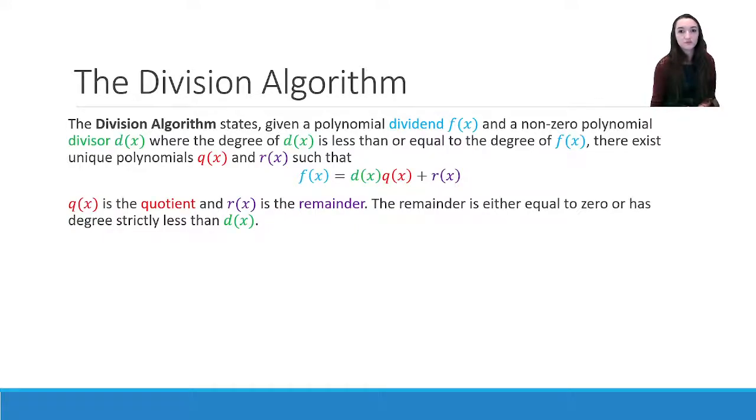The division algorithm states, given a polynomial dividend f of x and a non-zero polynomial divisor d of x, where the degree of d of x is less than or equal to the degree of f of x, there exist unique polynomials q and r such that f equals d times q plus r. Alright, so that's a lot of words. q is our quotient and r is our remainder. We can see that from my color scheming. But what does all of that mean?